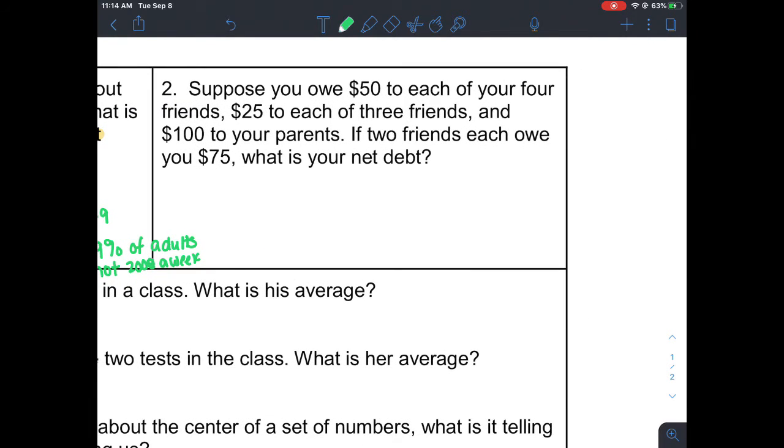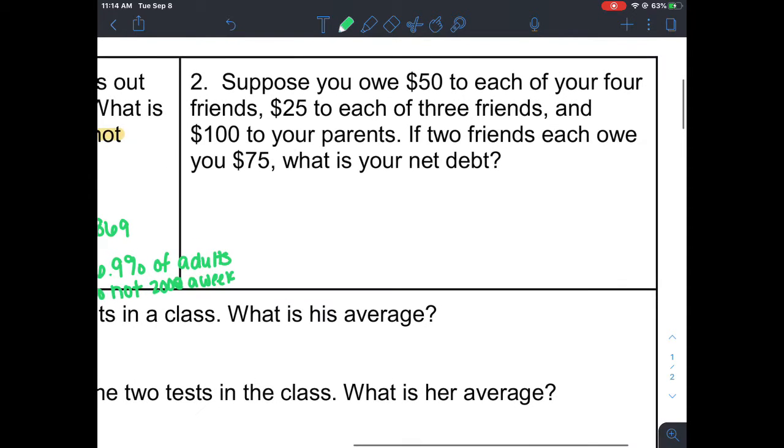Question number 2, suppose you owe $50 to each of your 4 friends, $25 to each of 3 friends, and $100 to your parents. If 2 friends each owe you $75, what is your net debt? All right, so you owe 4 friends $50, so negative 50, negative 50, negative 50, negative 50. I'll just subtract all of them. Okay, so negative 50, minus 50, minus 50, minus 50.